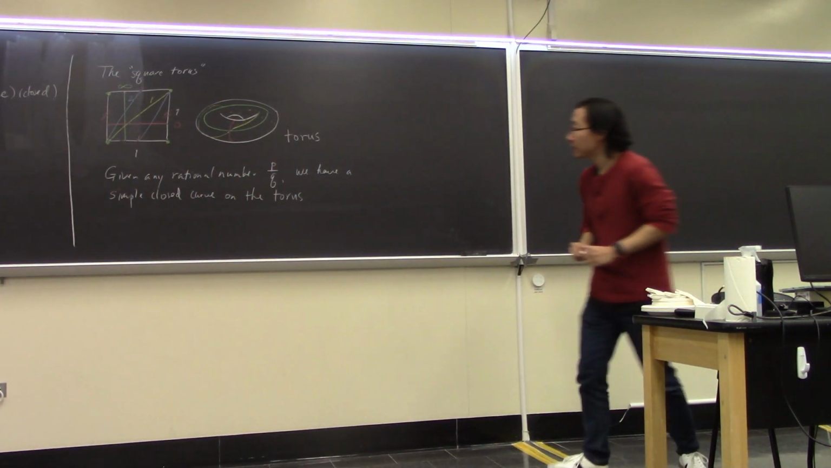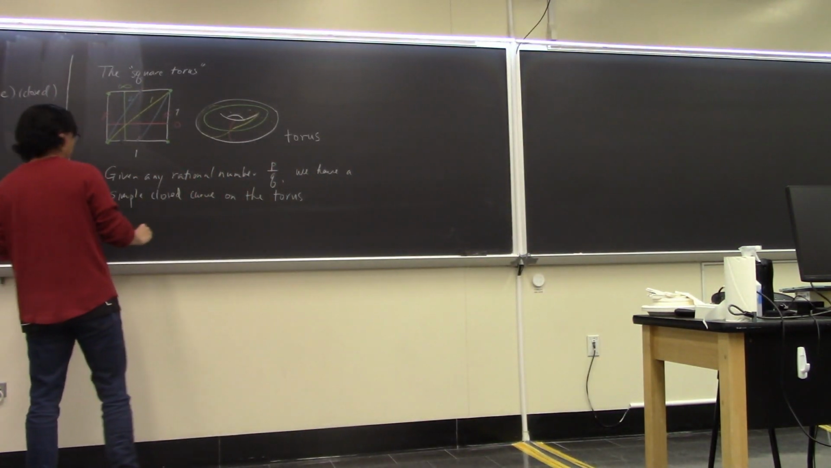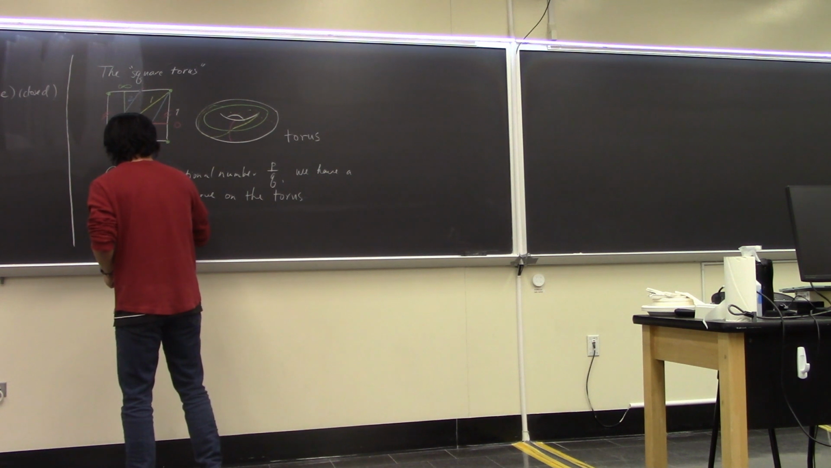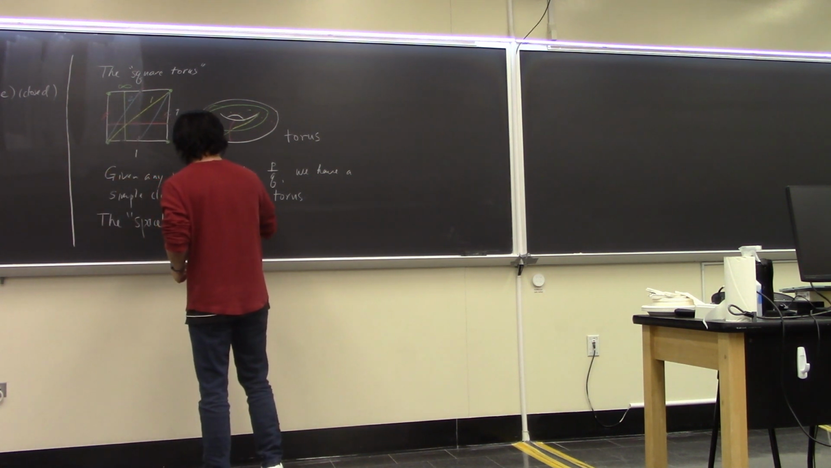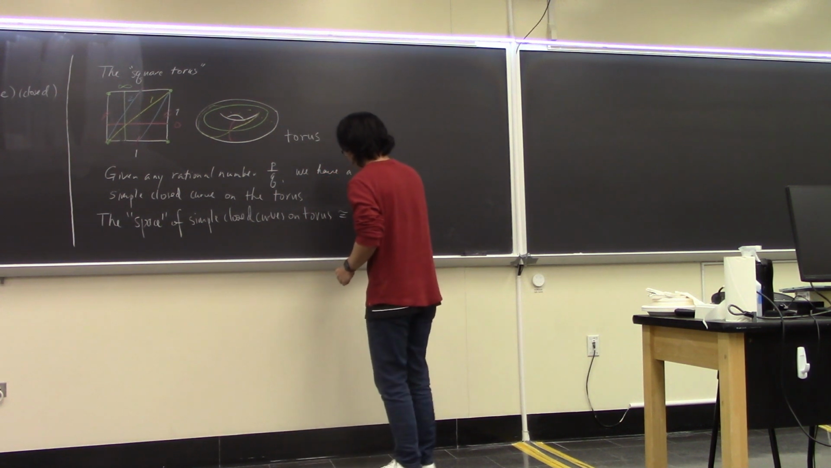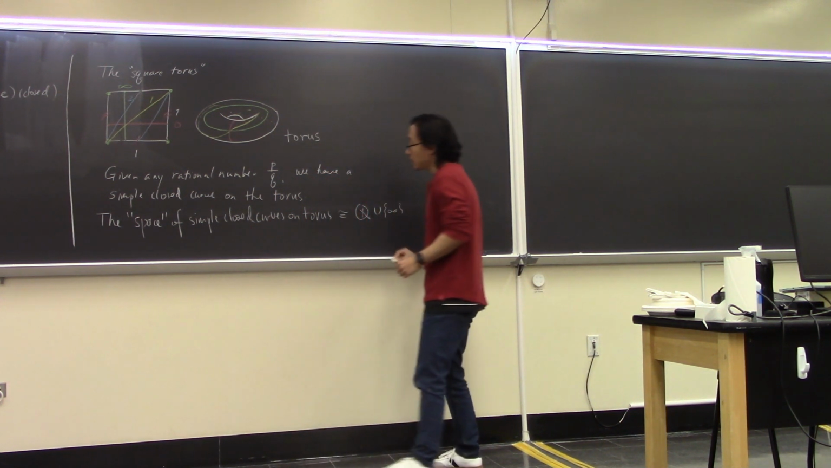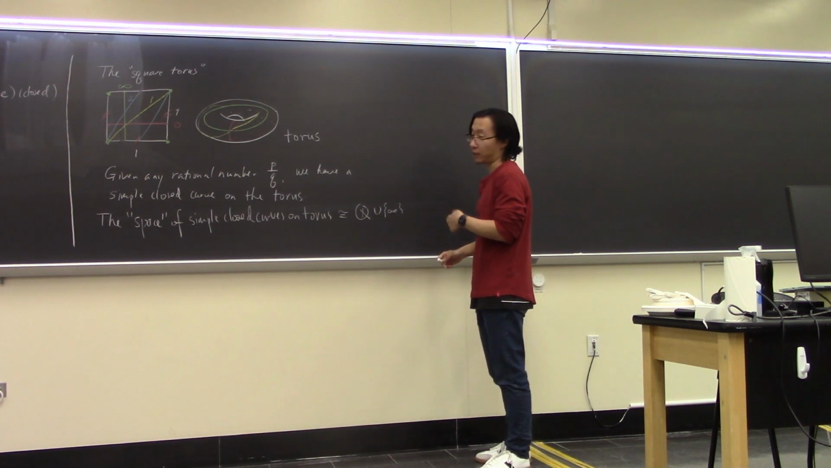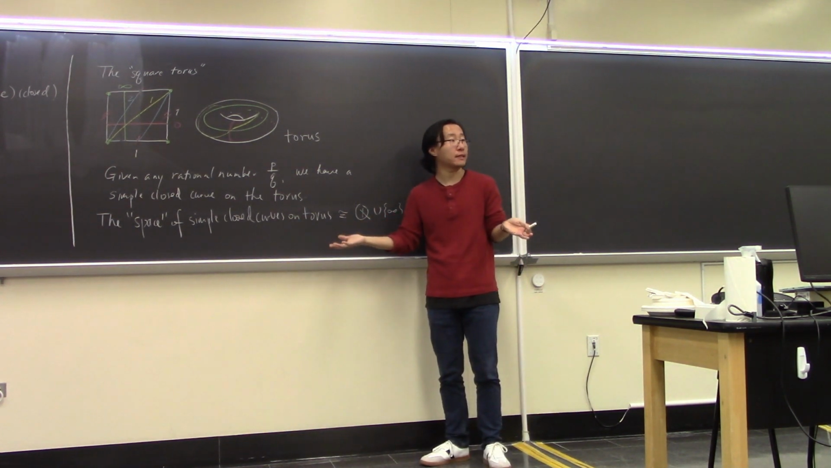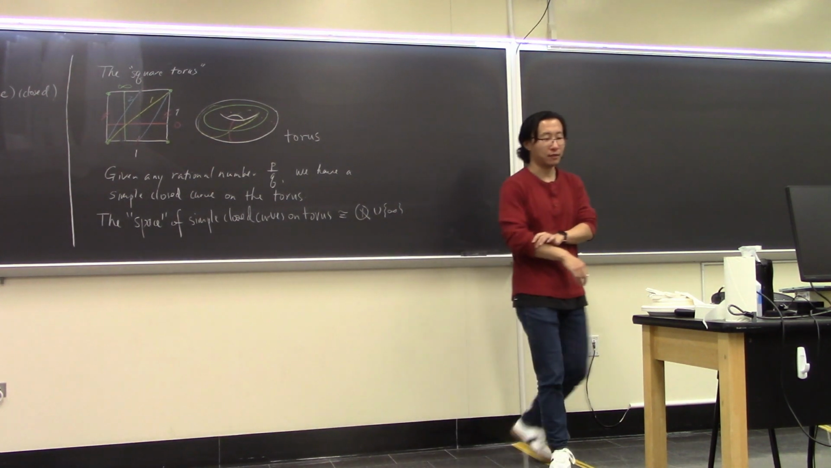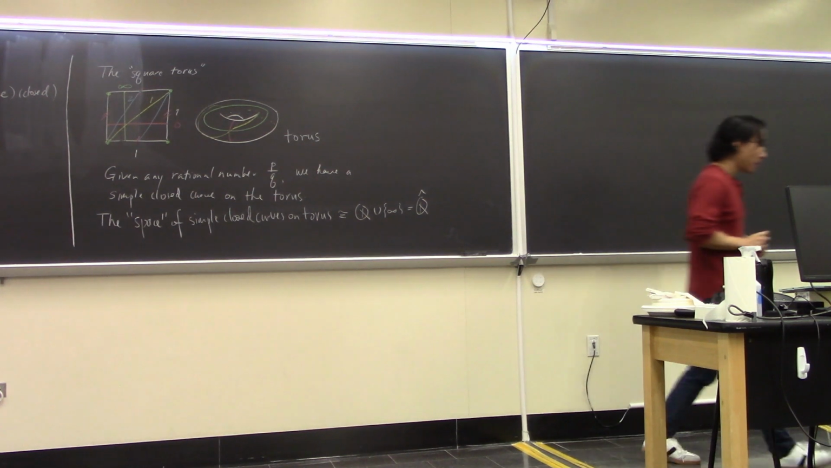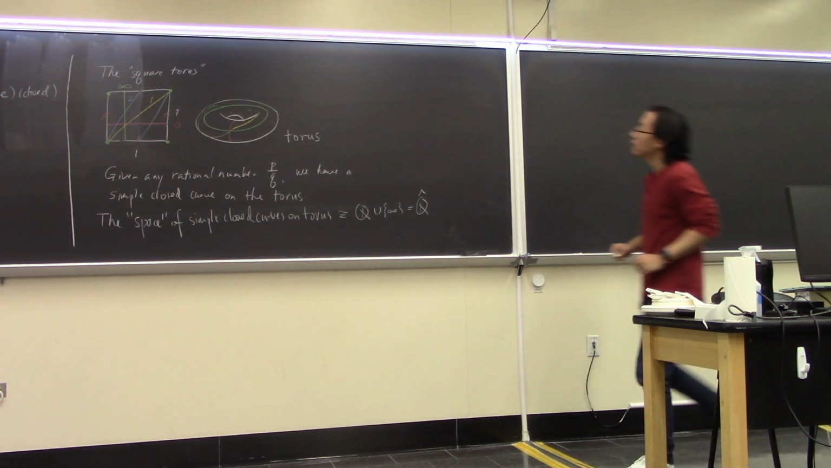So then you immediately see that the space of simple closed curves on the torus is identified with the rational numbers together with infinity. I only really explained one direction: any rational number or infinity gives you a simple closed curve just by drawing the segments of that slope. The other direction is also true, it's just not as easy to explain. We often denote this by Q hat. Okay, so let me just draw the real line.